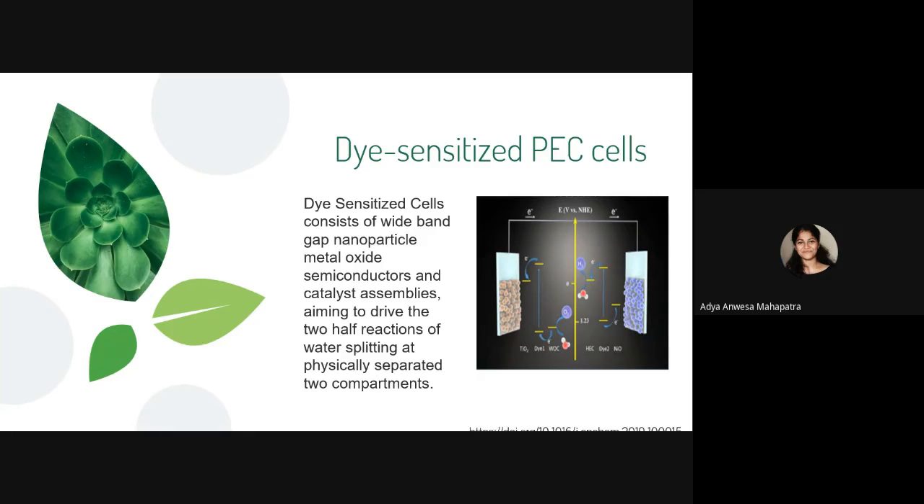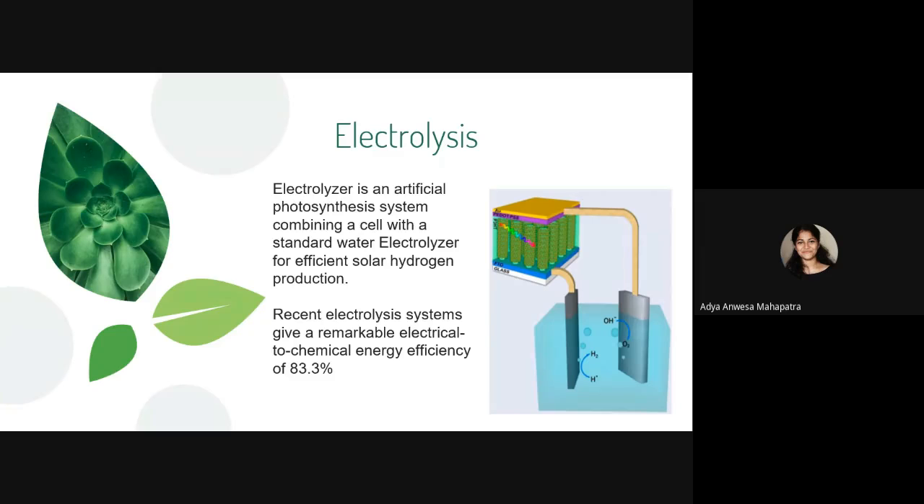A practical dye-sensitized solar fuel production requires long-term aqueous photocathode stability. New sensitizers were used to prevent both dye desorption and semiconductor degradation to achieve excellent stability. The final water splitting system I will be discussing is the normal electrolysis system. A recent trend for affordable solar water splitting is electrolysis, which is an artificial photosynthesis system combining a cell with a standard water electrolyzer for efficient production of hydrogen.